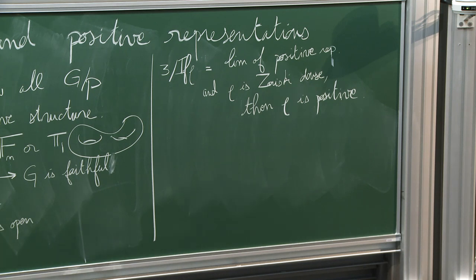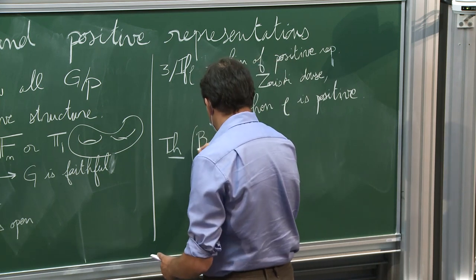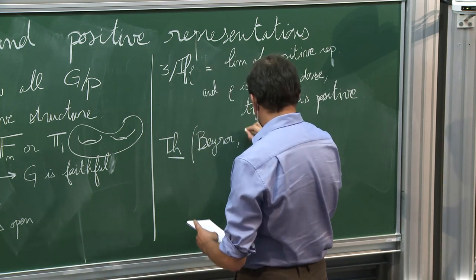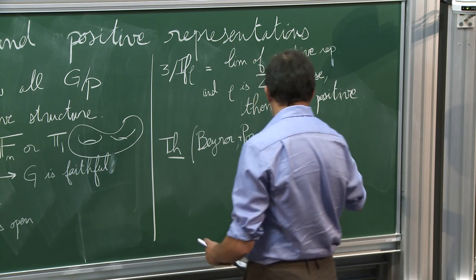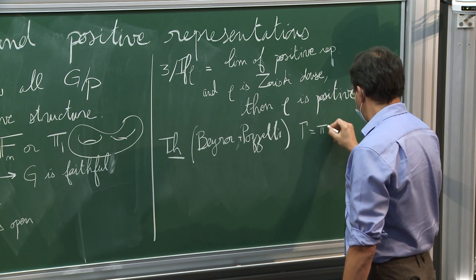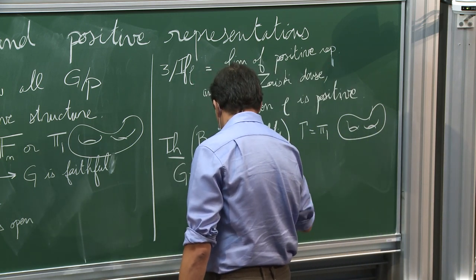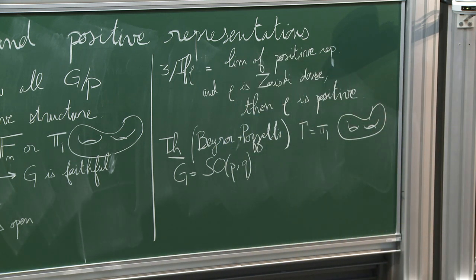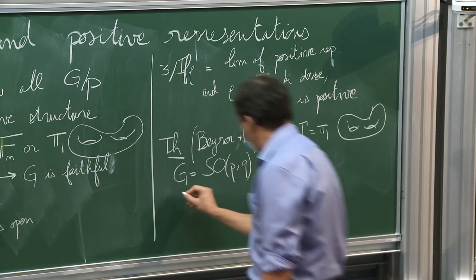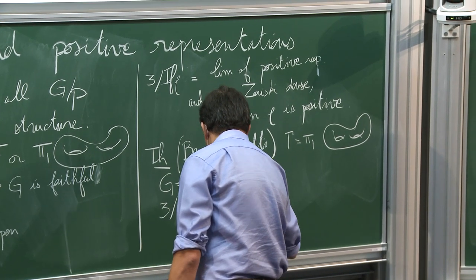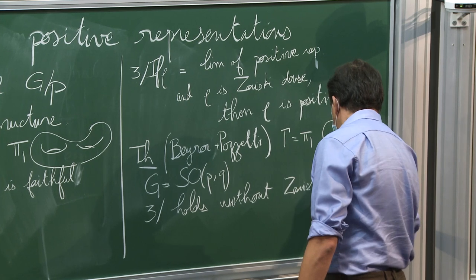This was established in some cases by Jonas Beyrer and Beatrice Pozzetti. It's a collaboration. So if gamma is a surface group and G is SO(p,q), which is one group in the list of known groups admitting a positive structure, then three holds without Zariski density.